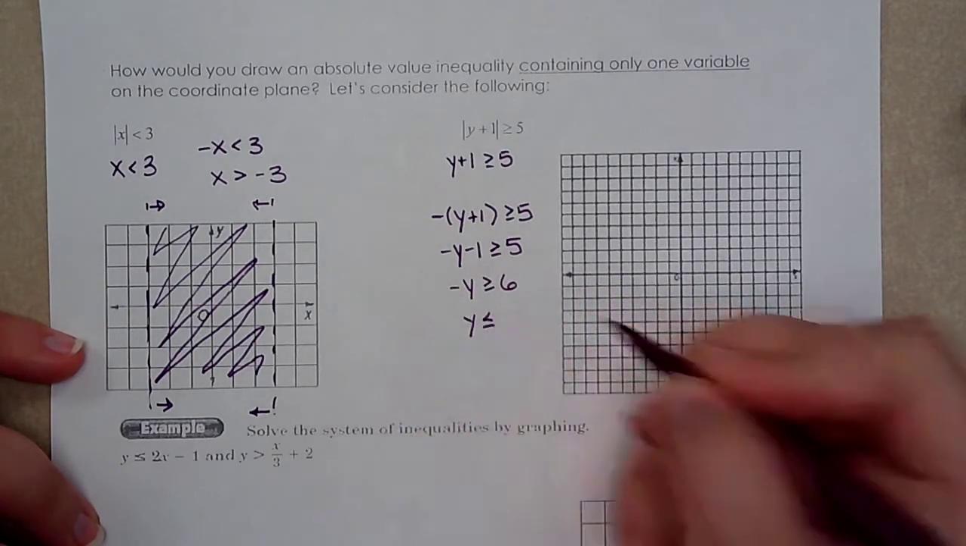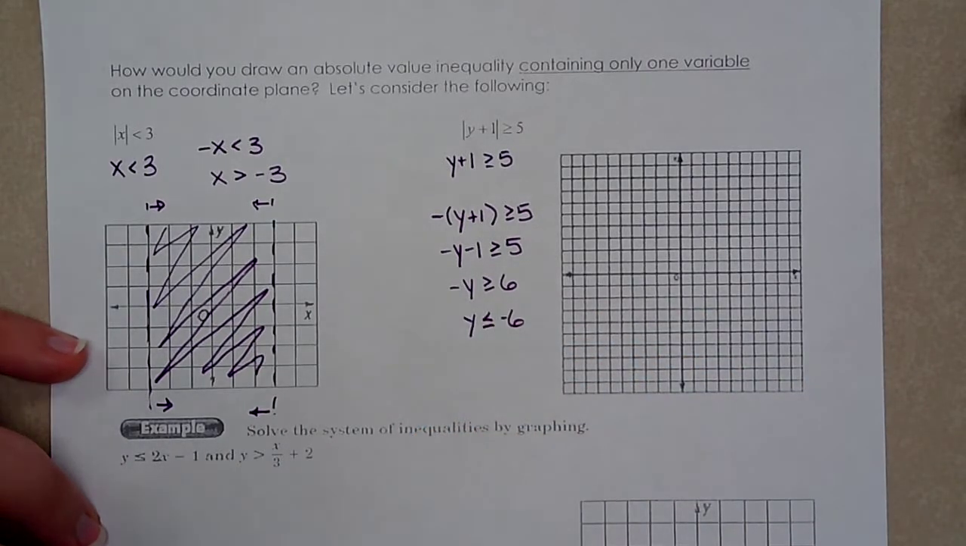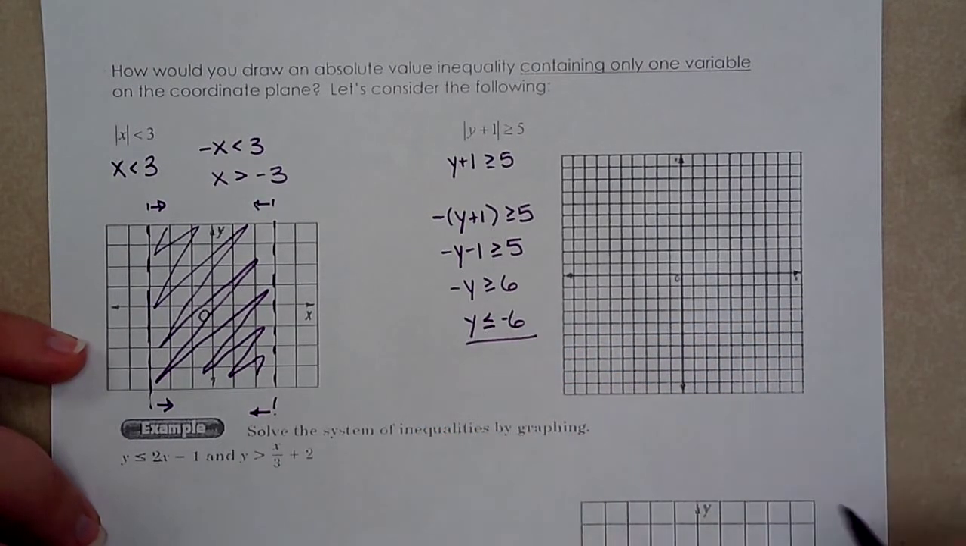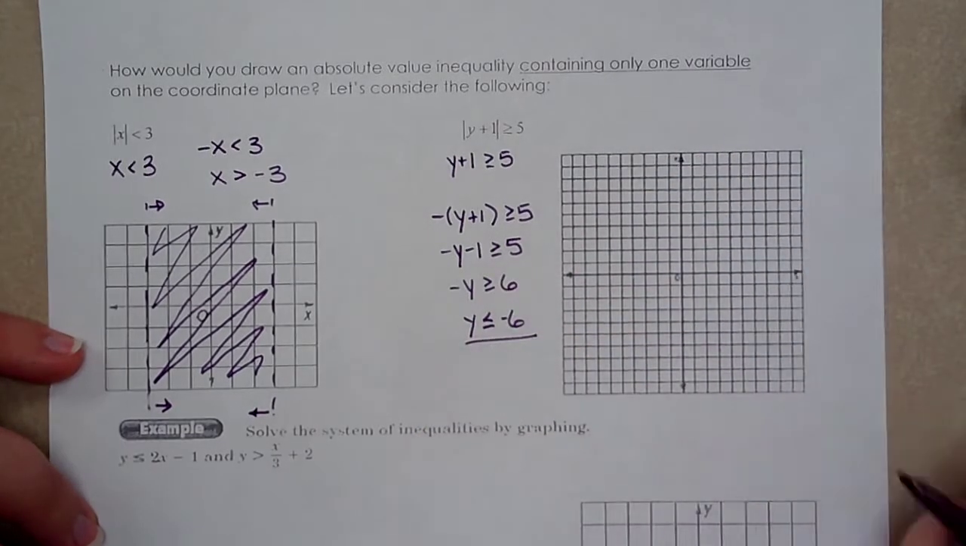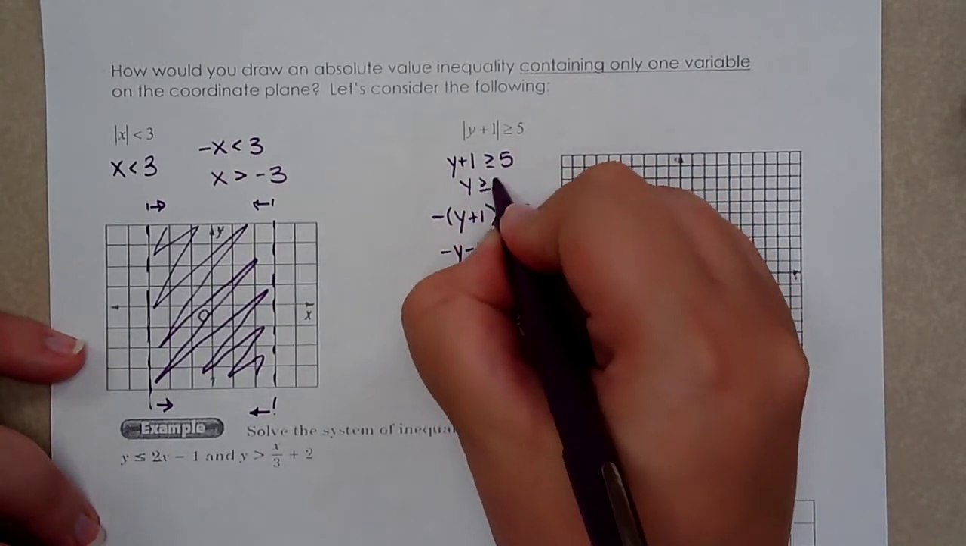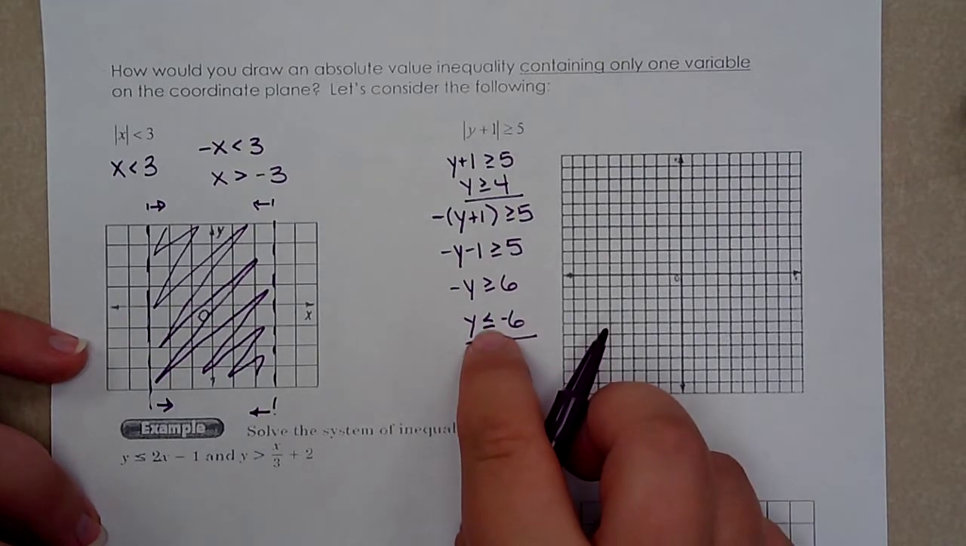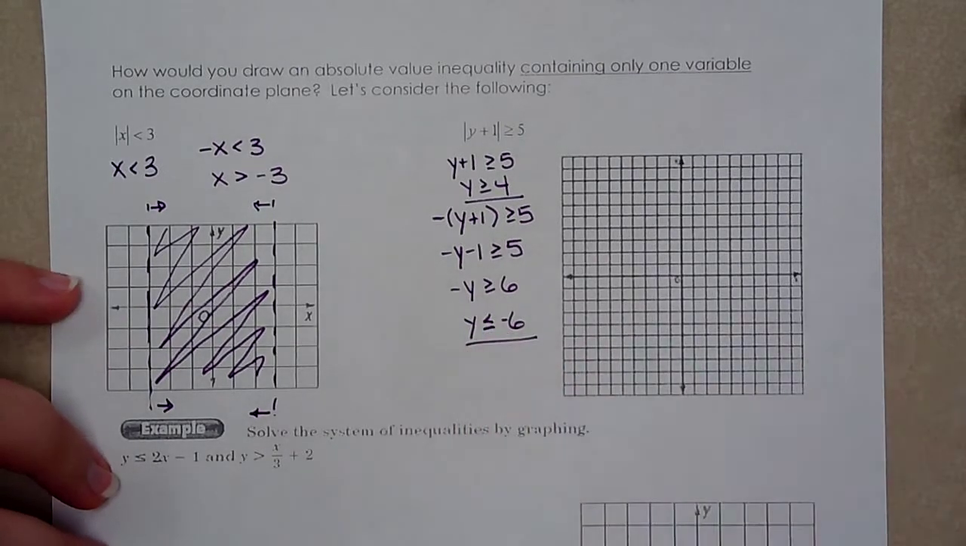Flip that sign when we multiply or divide by a negative. Don't forget that. That is very, very important. That will mess up your problem if you don't. So I've got my one there, and then of course let's solve the top one here. Move that one over. So I've got y greater than or equal to 4, y less than or equal to -6. These are both going to be solid lines.